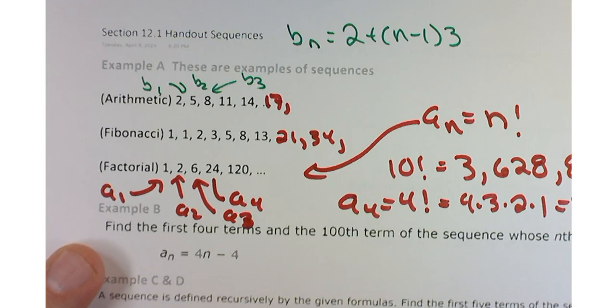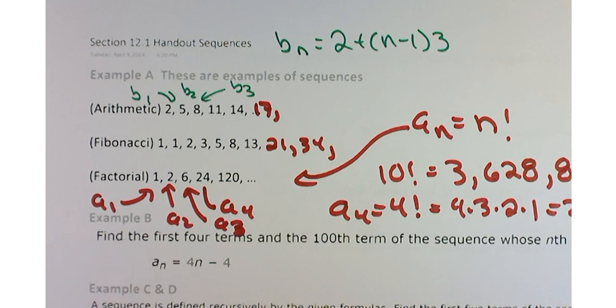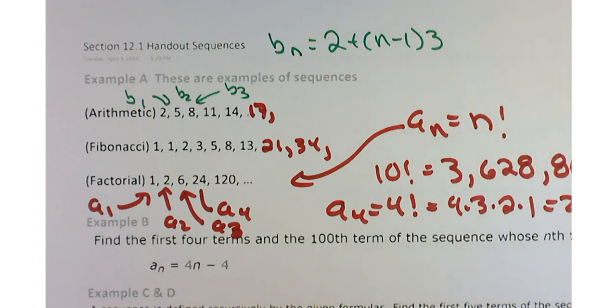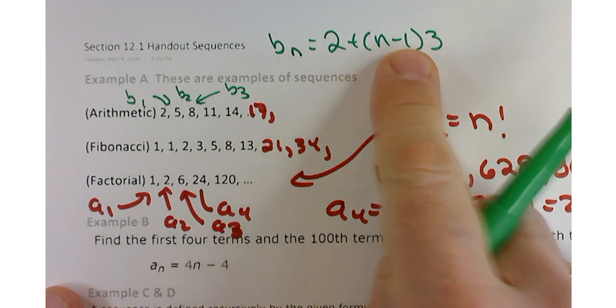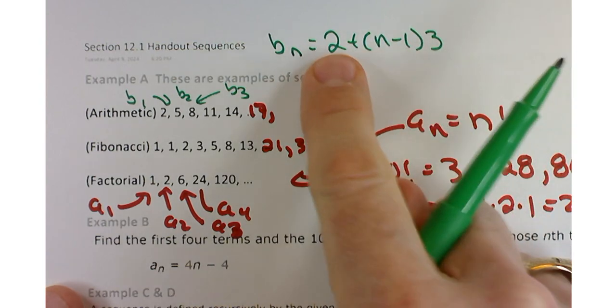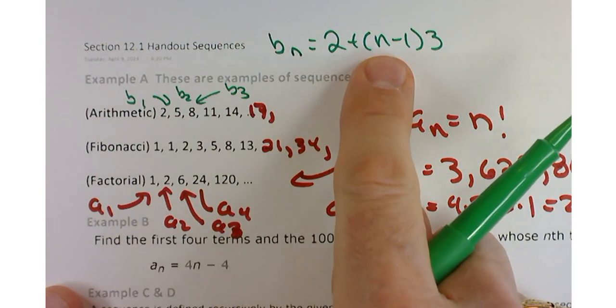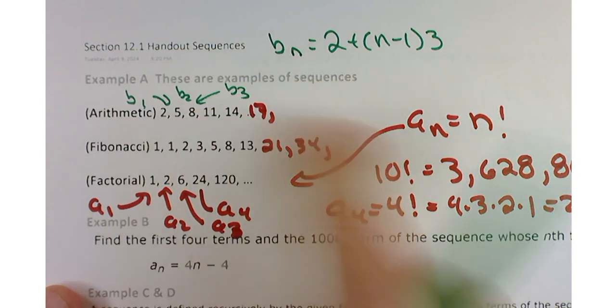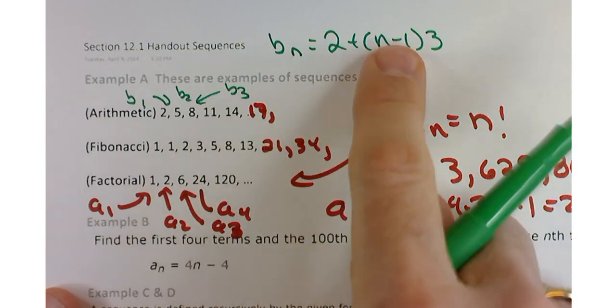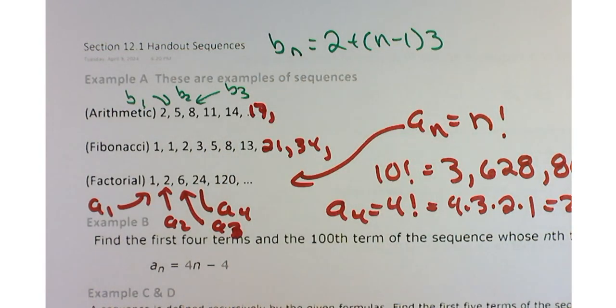Now you could simplify that and rearrange it a little bit, but you'll see after section 12.2 that there's reasons to write it like this. If I put in a 1, 1 minus 1 is 0, times 3 is still 0, plus 2 is 2. If I put in a 2, I end up with 1 times 3 plus 2 is 5, and so on. This is the general term for this sequence. Fibonacci sequence, well, that's going to require a little bit more work, but it's doable.